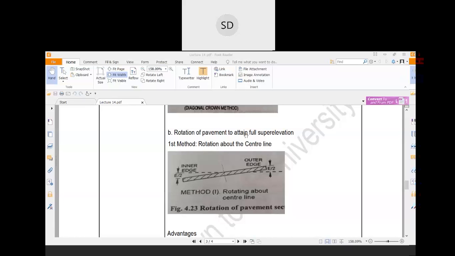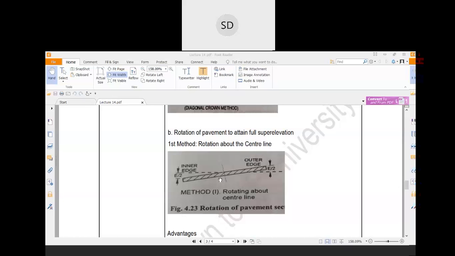Now this type of method has one problem: there may be accumulation of water in the inner edge portion, because that is below the side level, and therefore this portion may get damaged easily. The advantage of this method is the central line of the road remains the same. There is no elevation difference of the central line in the horizontal curve compared to the other portion. Another advantage is that the total earthwork is balanced.